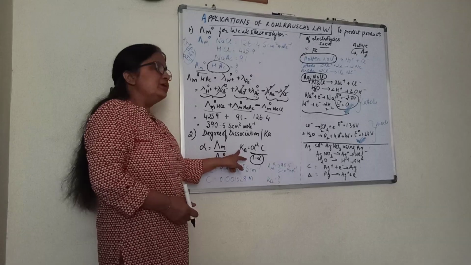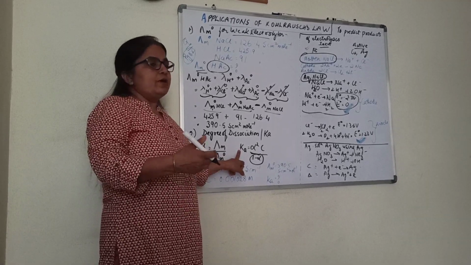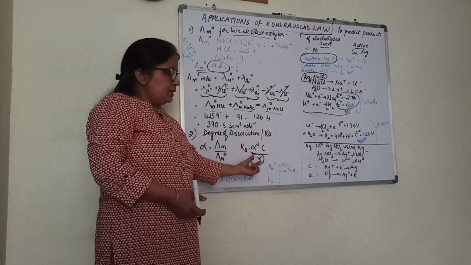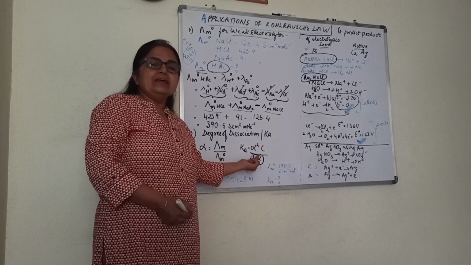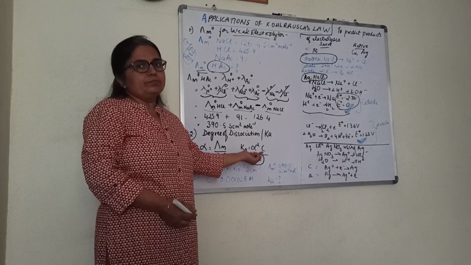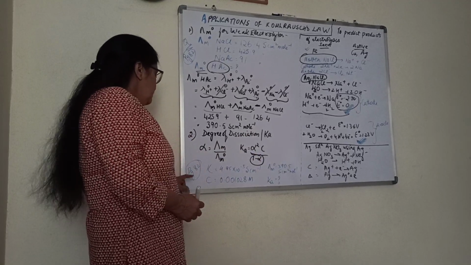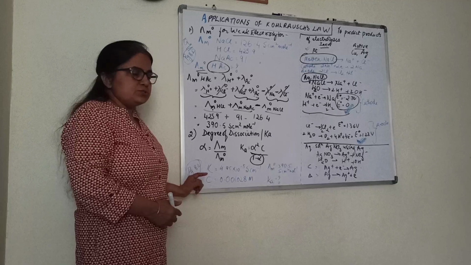We can also calculate the dissociation constant if asked. K equals alpha square C. Of course, in the denominator you have 1 minus alpha, but we will be neglecting it. Again, it is a part of equilibrium. Now there is one question given on page 82.